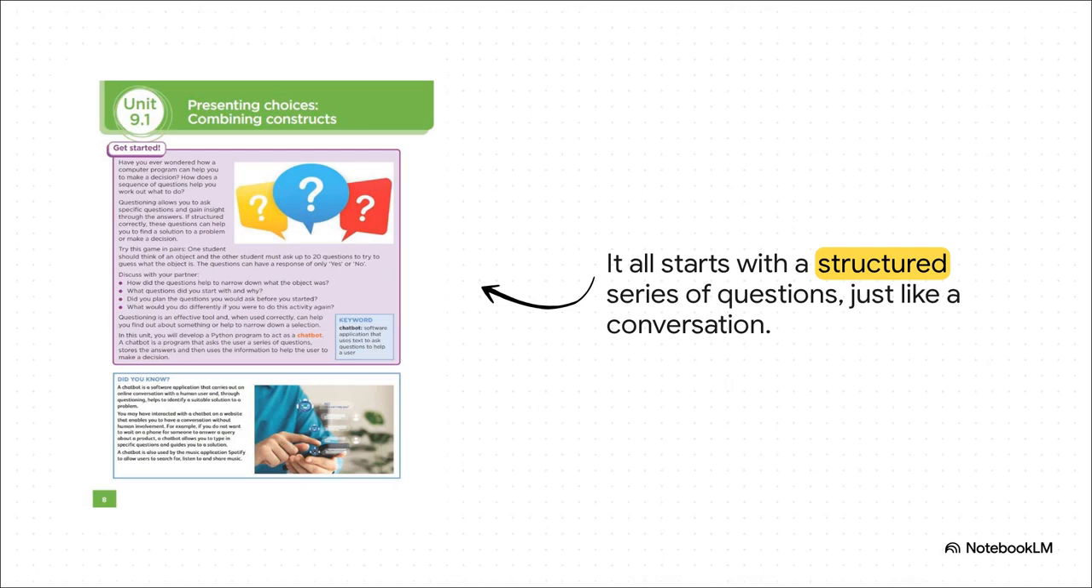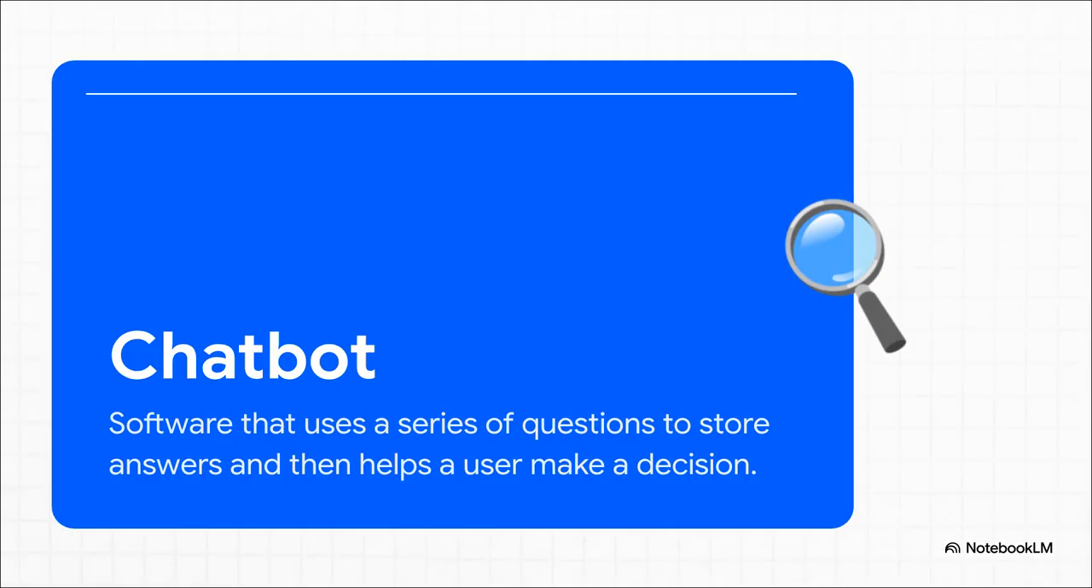When you really boil it down, a program like a chatbot is just having a very structured conversation with you. It's all about a series of questions and answers designed to figure out exactly what you need and lead you straight to a solution. So, if we're going to put a formal name on it, a chatbot is just software that asks questions, remembers your answers, and then uses all that info to help you make a decision. That's it.